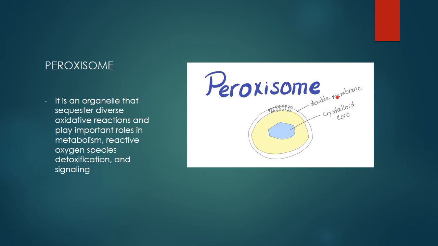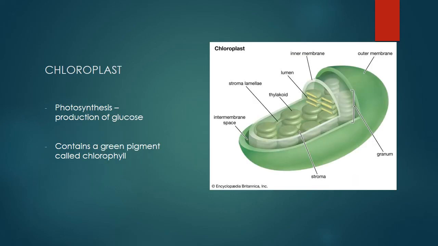Chloroplast. Chloroplast is another organelle that's found in the plant cell, but not in the animal cell. The chloroplast is green due to a pigment known as chlorophyll, which plays a role in photosynthesis. Photosynthesis is a process by which the plant takes sunlight, carbon dioxide, and water to produce glucose and oxygen gas.